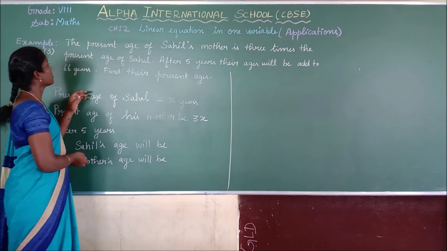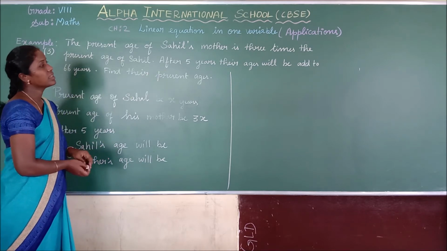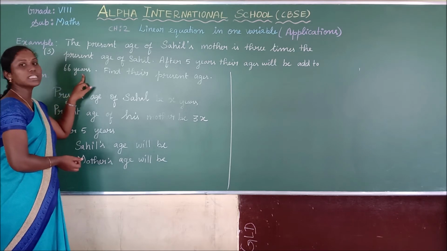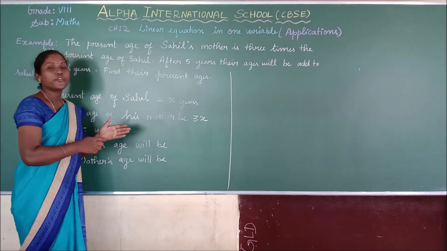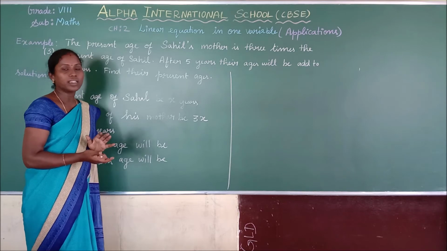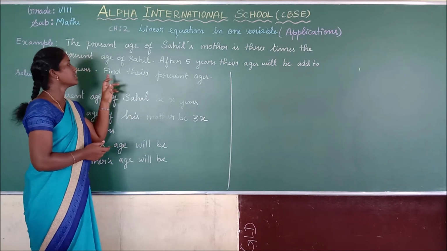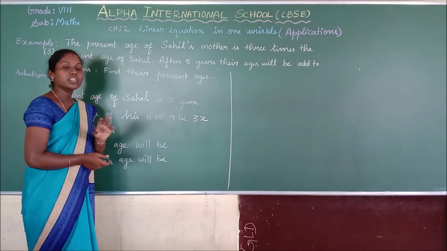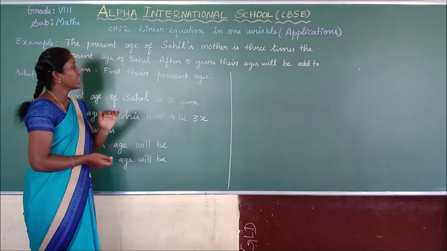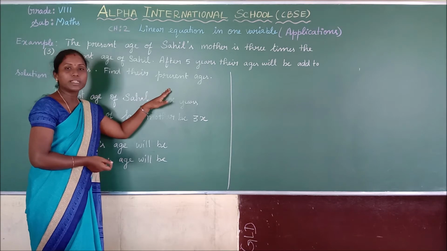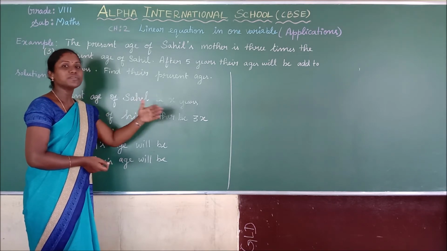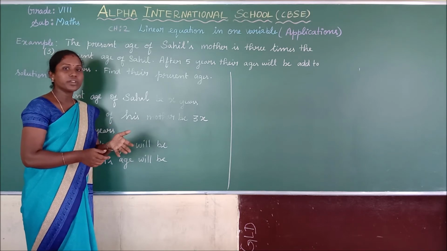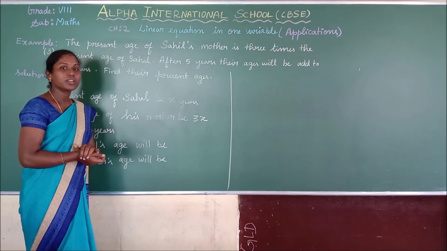Next, after 5 years, their ages will add up to 66 years. After 5 years, if you add the mother's and the son's ages, it will give the sum 66. In that case, we have to find their present ages. After 5 years means, now if you are 10 years old, after 5 years how many years old will you be? Plus 5.